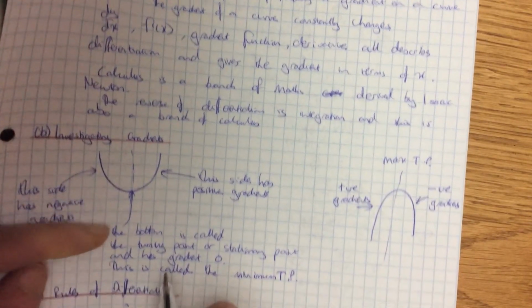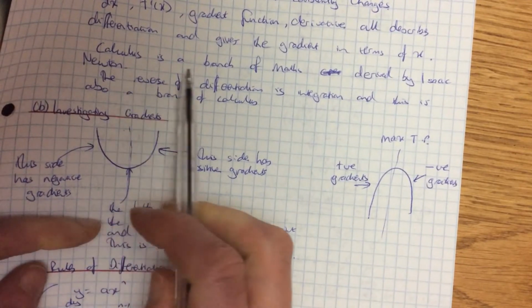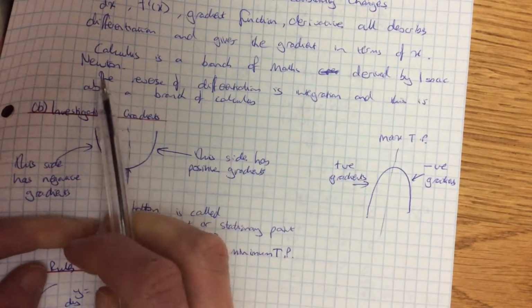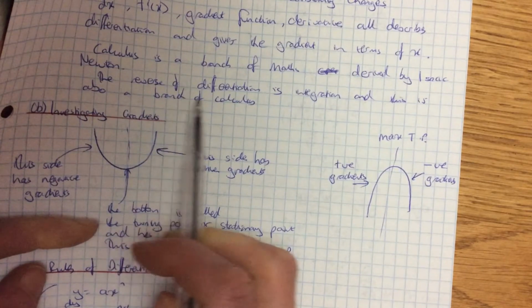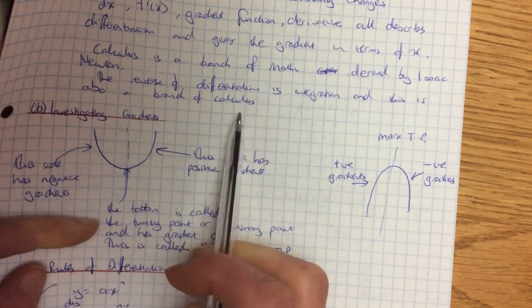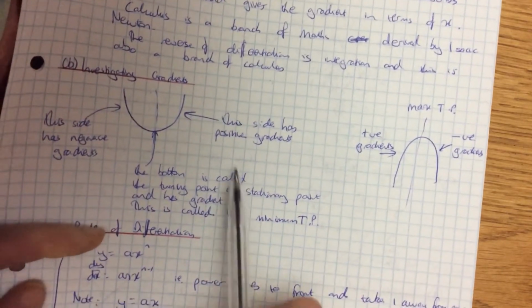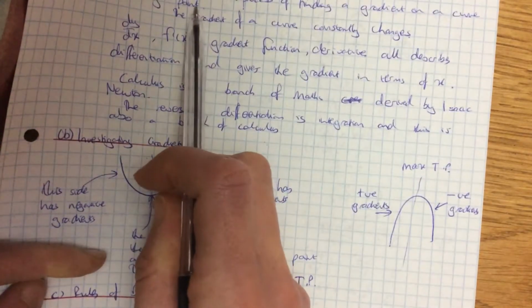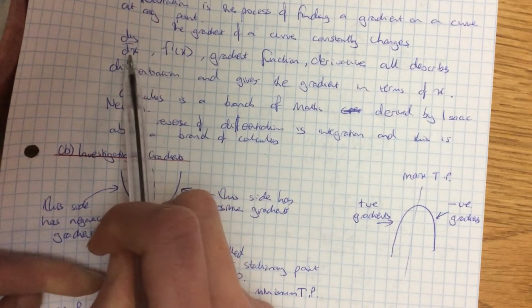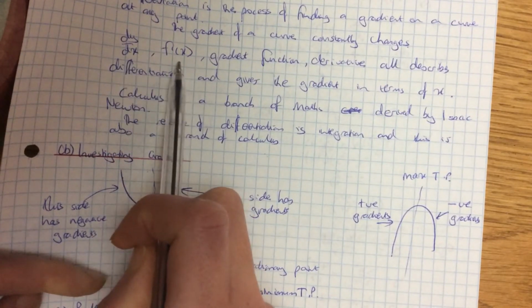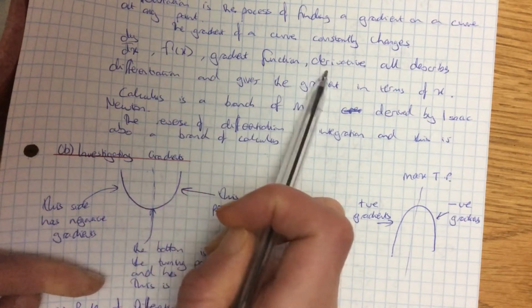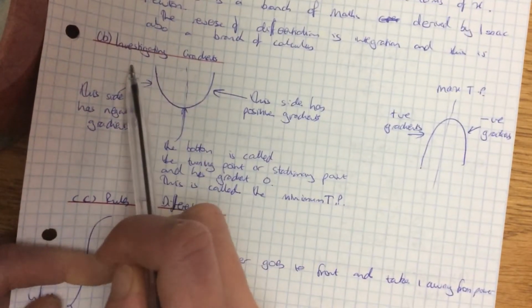It's quite straightforward. Now, calculus is a branch of maths developed by Isaac Newton. The reverse of differentiation is integration, and this is also a branch of calculus that we'll be going on to later on, but we'll do this one first. So that's what differentiation is. It's the gradient of a curve, and it can be written as dy by dx, f dash x, gradient function or derivative.